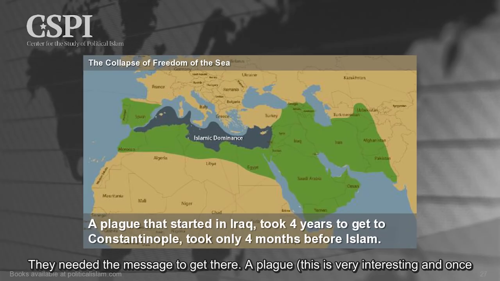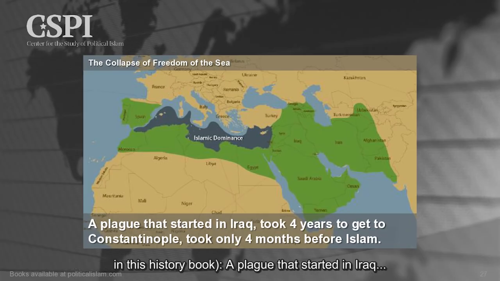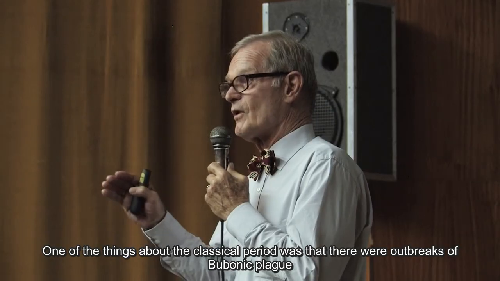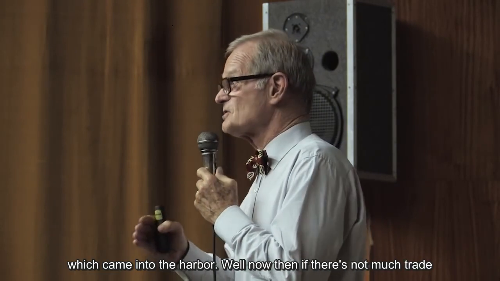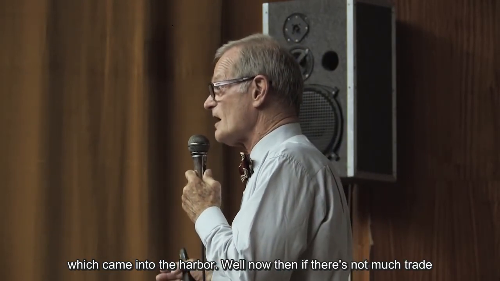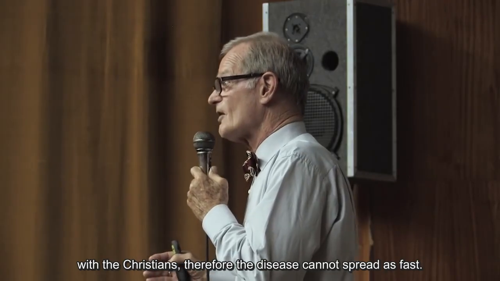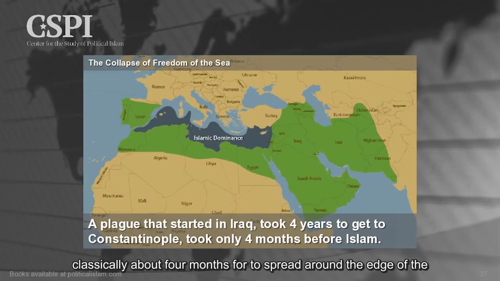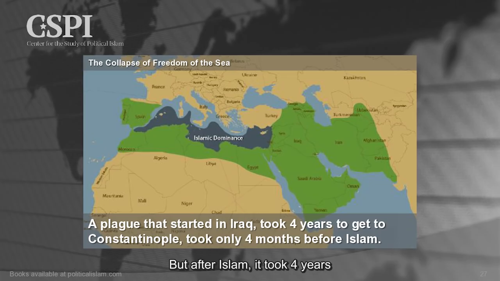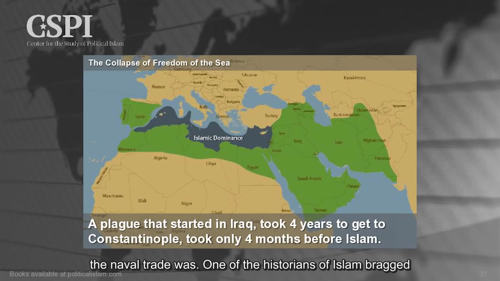A plague, this is very interesting, and once again, this was in this history book. A plague that started in Iraq. One of the things of the classical period was there were outbreaks of bubonic plague, which was caused by fleas on rats, which came into the harbor. Well, now then, if there's not much trade with the Christians, therefore the disease cannot spread as fast. So therefore, before Islam, it only took classically about 4 months for it to spread around the edge of the Mediterranean. But after Islam, it took 4 years. Again, this is a measure of how impacted the naval trade was.